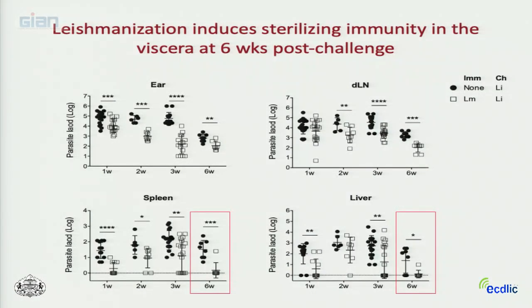There's a lot of data, but really the only relevant data is here. We're looking in the spleen and the liver 6 weeks after challenge with the visceral strain. So the mice that have been leishmanized in the foot pad with L major do have, in some cases, what looks like sterile protection in the viscera, in the spleen and the liver, against challenge with the visceralizing strain. So there's cross protection, cross-species protection conferred by the cutaneous L major strain.